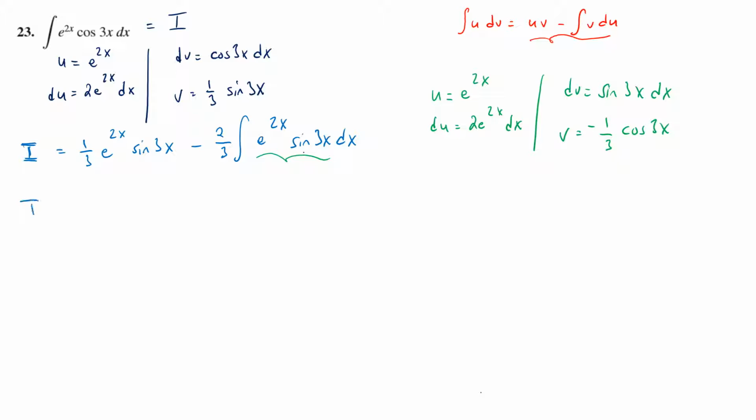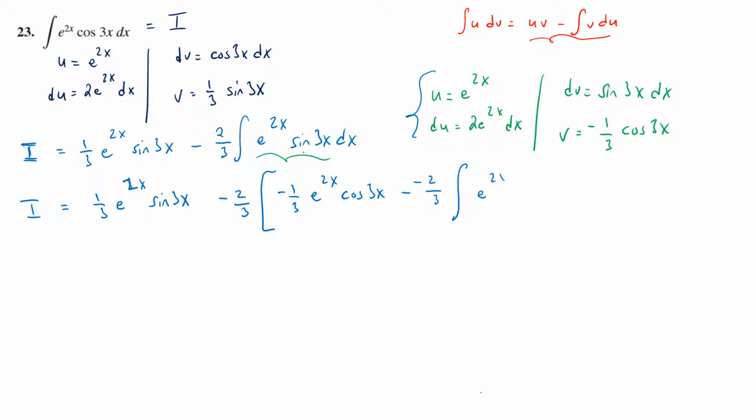Okay, so we have I equals 1/3 e to the 2x sine of 3x minus 2/3, and then I'm going to put a bracket. And here we go, we have uv again. So I'm using this stuff over here. U times v looks like it'd be negative 1/3 e to the 2x cosine 3x minus the integral of v du. And so I'll go ahead and pull out the negative 2/3, and I have the integral of v du. That looks like it's e to the 2x cosine 3x dx.